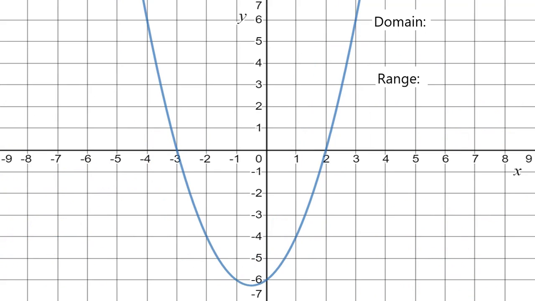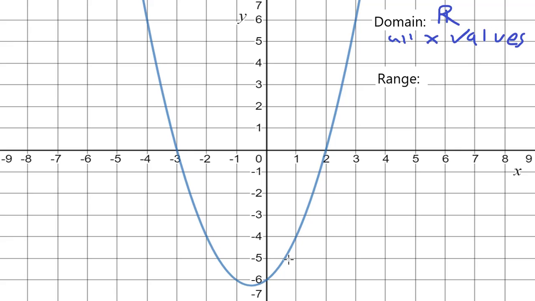Finally, let's take a look at the parabola in problem 3D. First of all, let's look at the domain. Once again, parabolas always have a domain of all real numbers. This is just saying all x values, but I like to write that because it's quicker and looks cool and is what math people do.